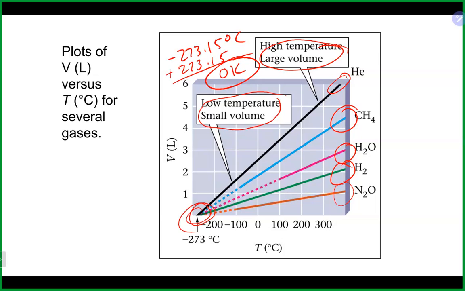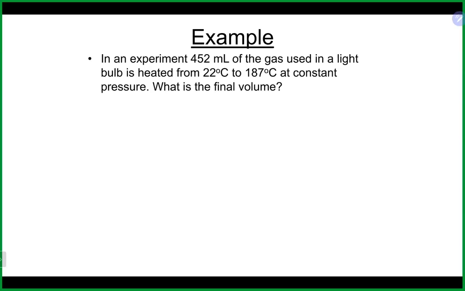Any questions on that there? All right, let's try one here, I think. In an experiment, 452 milliliters of a gas is used to light a light bulb. It goes from 22 degrees to 187. What is the final volume here?